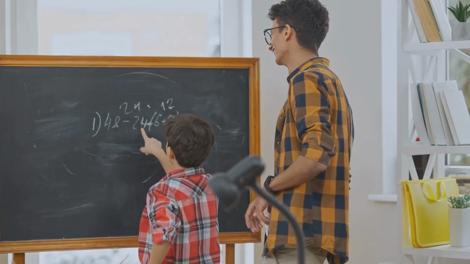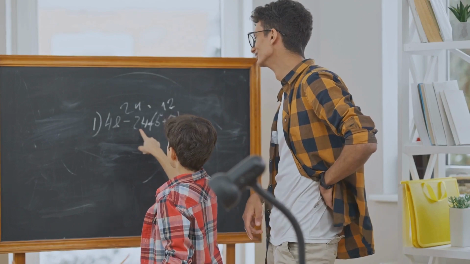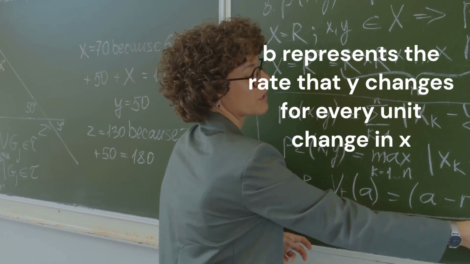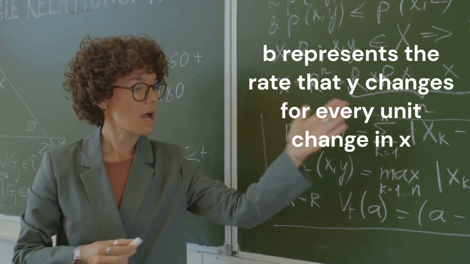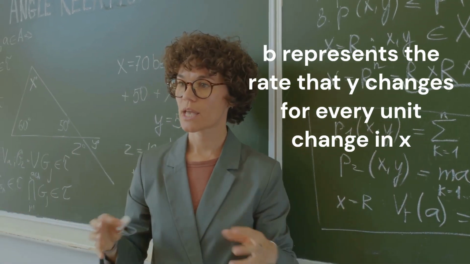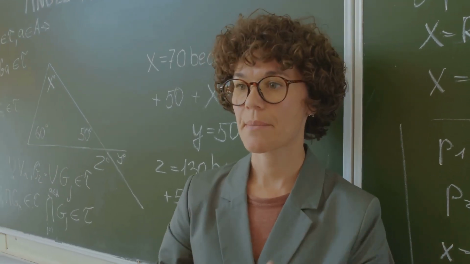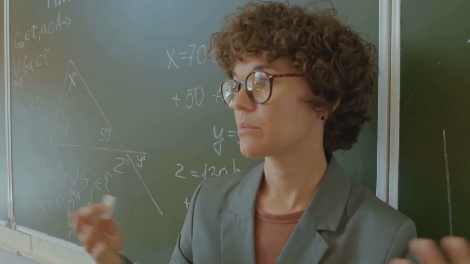Moving on to b, the star of the show, the slope of the line. The b coefficient represents the rate at which y changes for every unit change in x. When b is positive, as x increases, so does y. In contrast, if b is negative, y decreases as x increases.